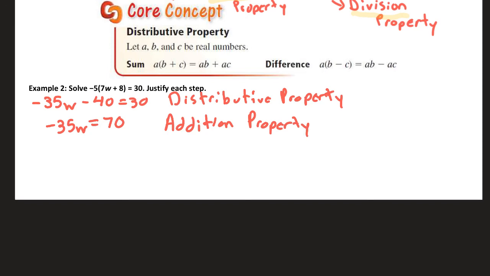And then to finish this out, I would divide both sides by negative 35 to get negative 2. My justification for that, I used the division property to solve that. Okay, so it's showing your steps and then justifying your steps with properties.